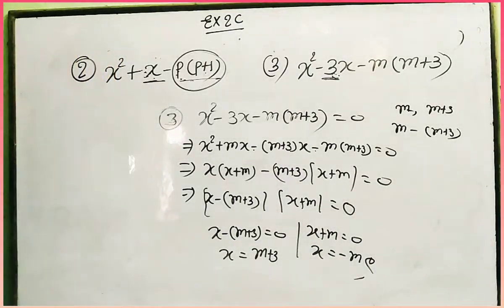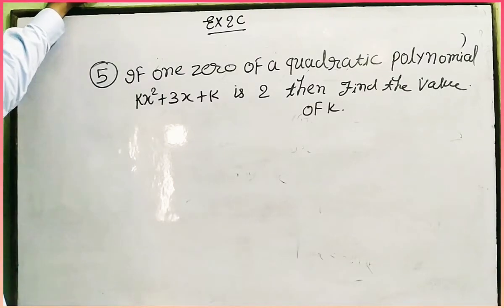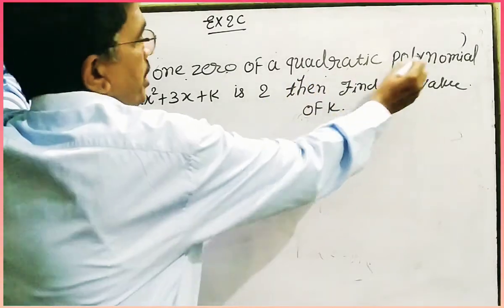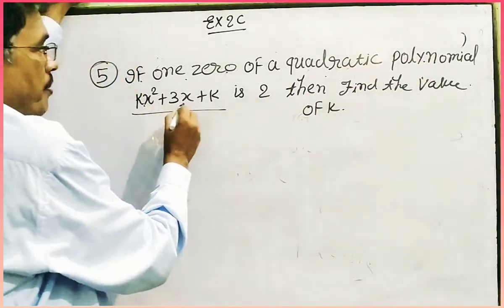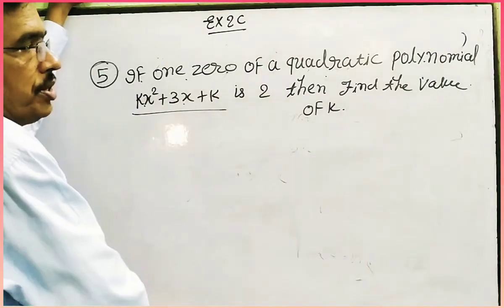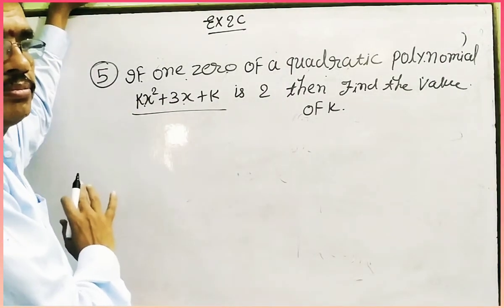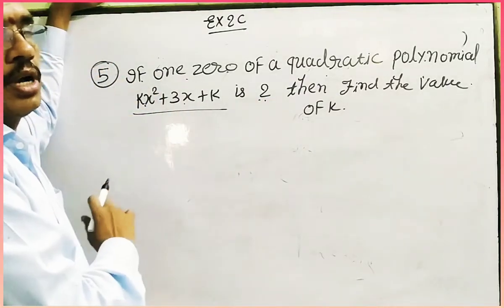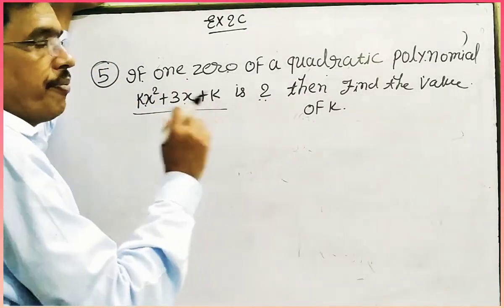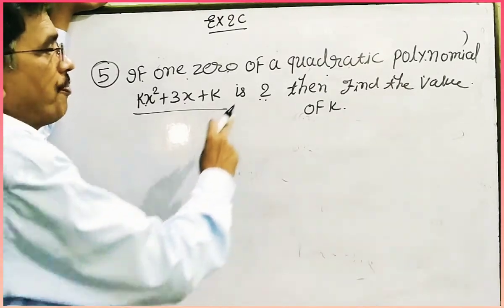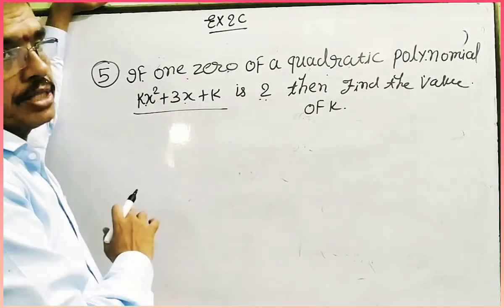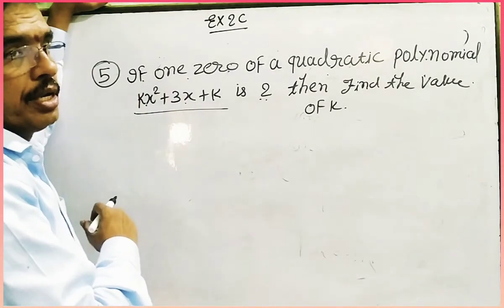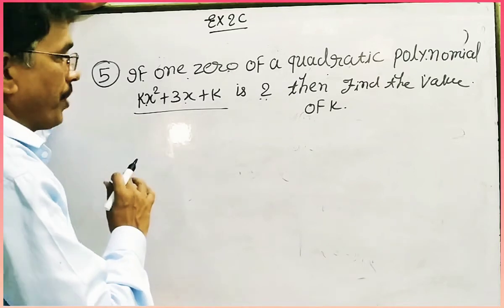Now see next problem. Friends, now see question number 5, that is if one zero of a quadratic polynomial kx square plus 3x plus k is 2, then find the value of k. It is clear that 2 is the zero of this equation, and here there is only one unknown k that you have to find. So dear students, you put the value 2 at the place of x and write is equal to 0. Because 2 is the zero of the polynomial, then in a clear way you can find the value of k.